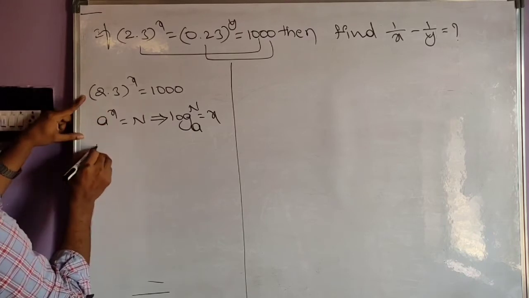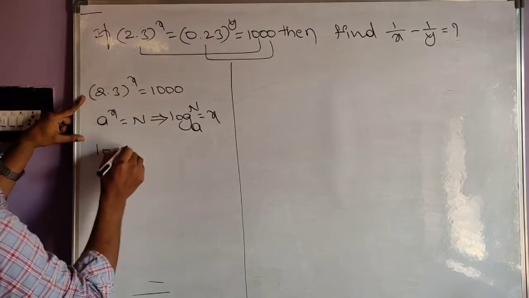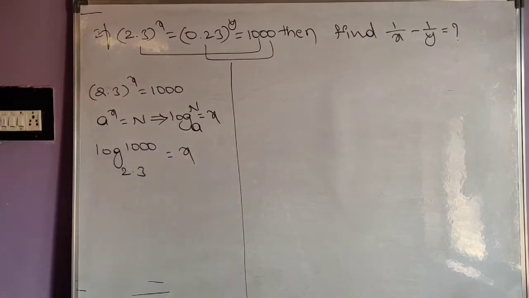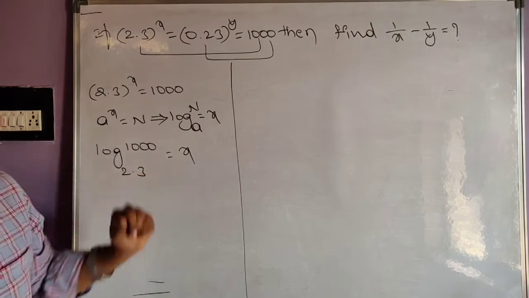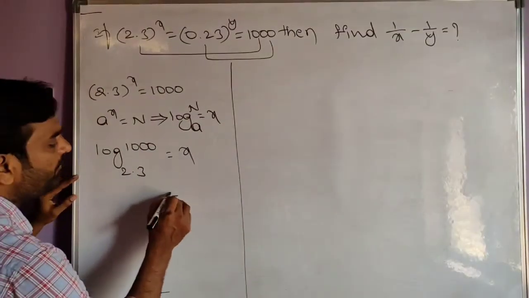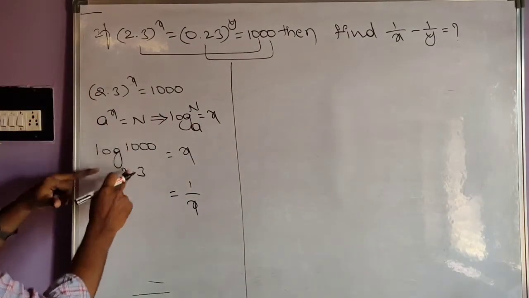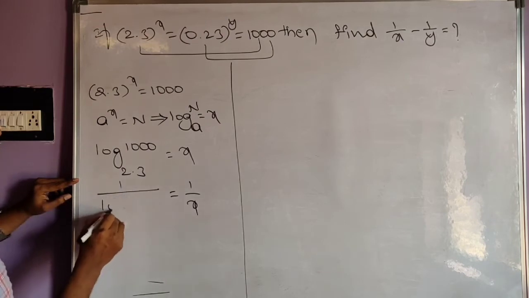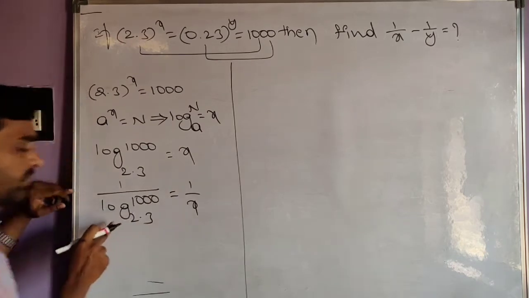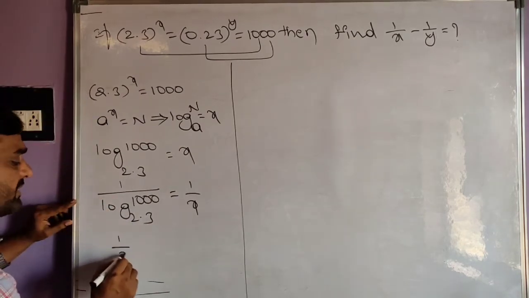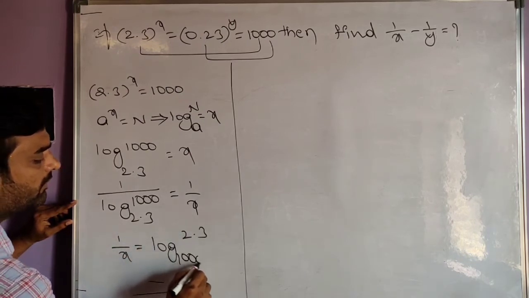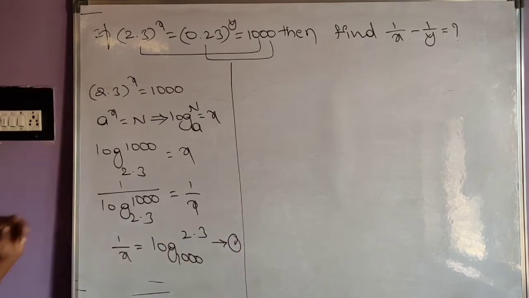So it can be written as log, what is n here? 1000, base 2.3 equal to x. Log 1000 base 2.3 equal to x. But in the question we have 1 by x, the reciprocal of x. So make it reciprocal. 1 by x equal to 1 by log 1000 base 2.3. Then 1 by x equal to, we get log 2.3 base 1000.